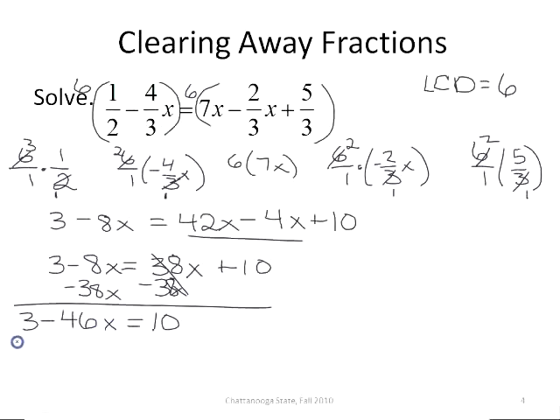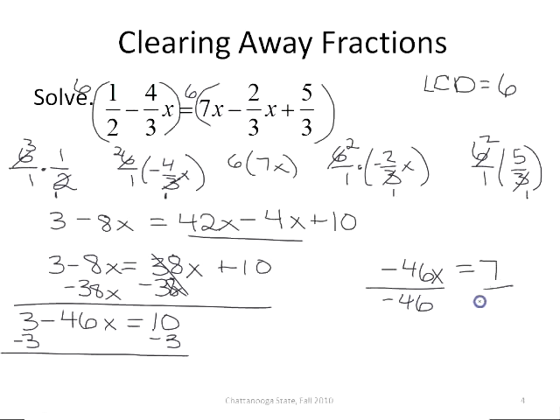Now I'm trying to get my x by itself, so that means I need to get rid of my numeric term, my 3. I do that by subtracting 3 on both sides. So I have, let me come over here, negative 46x equals 7. Then I divide by my negative 46. So I get x equals negative 7 over 46.